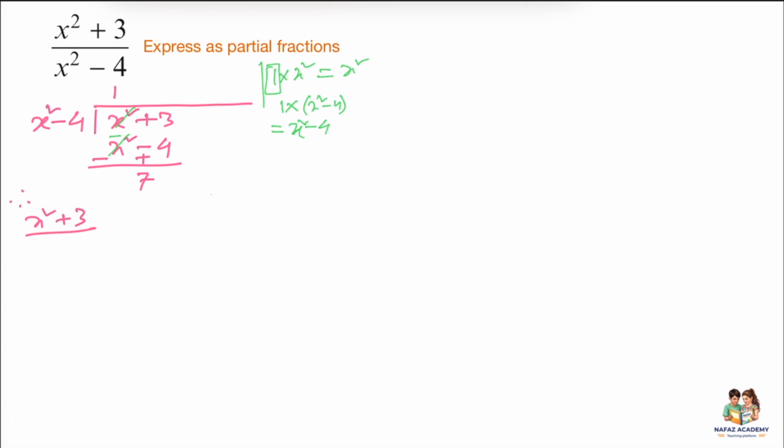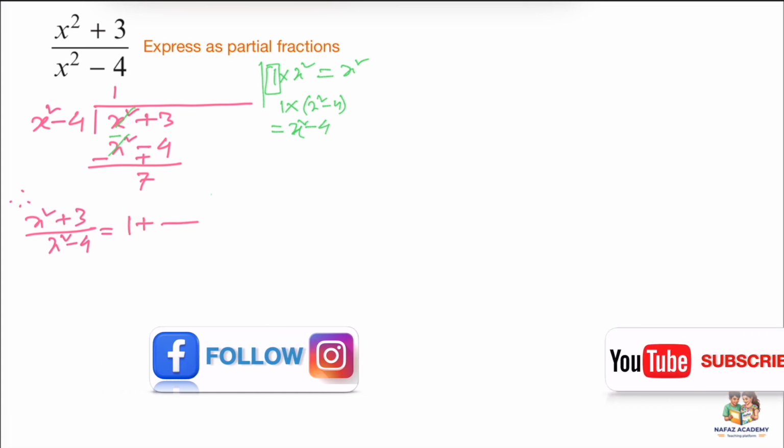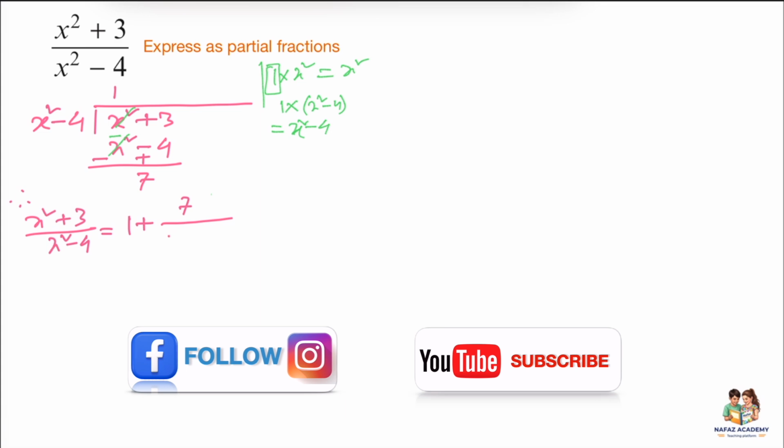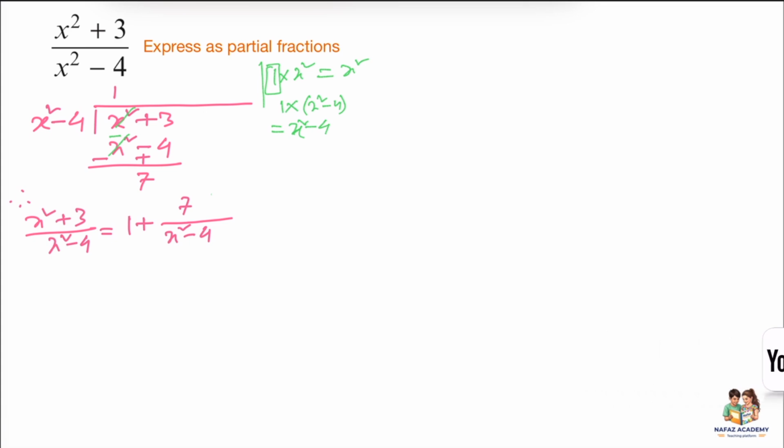So you can write it as, at first the quotient, then the top one is the remainder, and the bottom one is the divisor. Now we have to solve 7 over x square minus 4, this part, by normal partial fraction. Okay, x square minus 4, you can expand it using the a square minus b square formula.